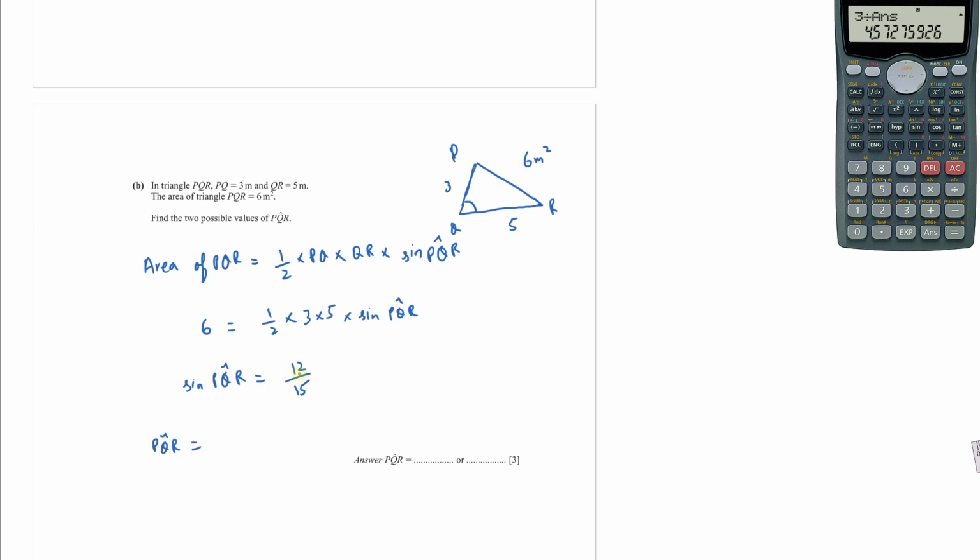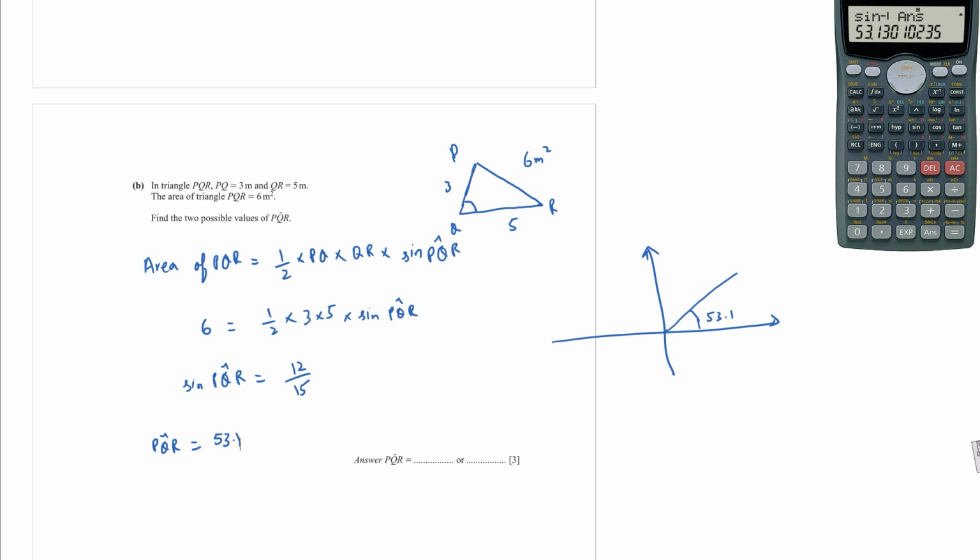So PQR will be sine inverse of 12 over 15. So 12 divided by 15 and then sine inverse of that. So now PQR is what? 12 over 15 is a positive value. So if I take the sine inverse of this, I get an angle which is 53.1 degrees, in the first quadrant. So PQR will be 53.1.